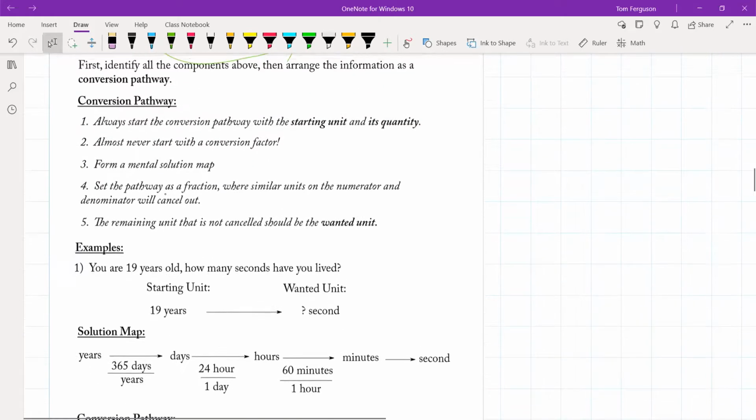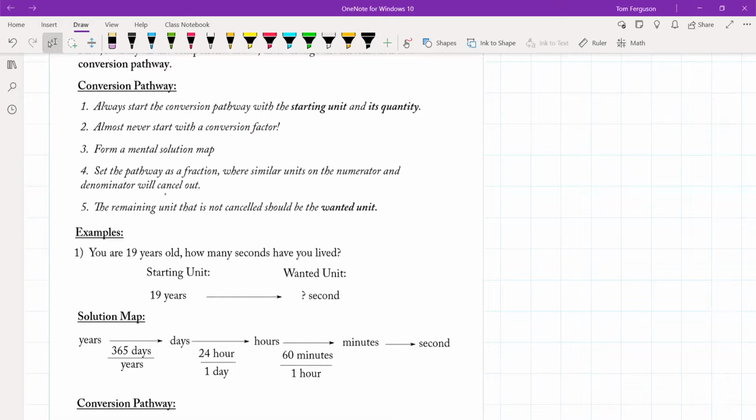Let's look at another problem here. Okay, 19 years old, how many seconds have you lived? Well, what's given in this case? First of all, is there a chemical reaction? No, don't have to worry about that. So number 2, what's given? What's given is 19 years. And what are we trying to calculate? Seconds.